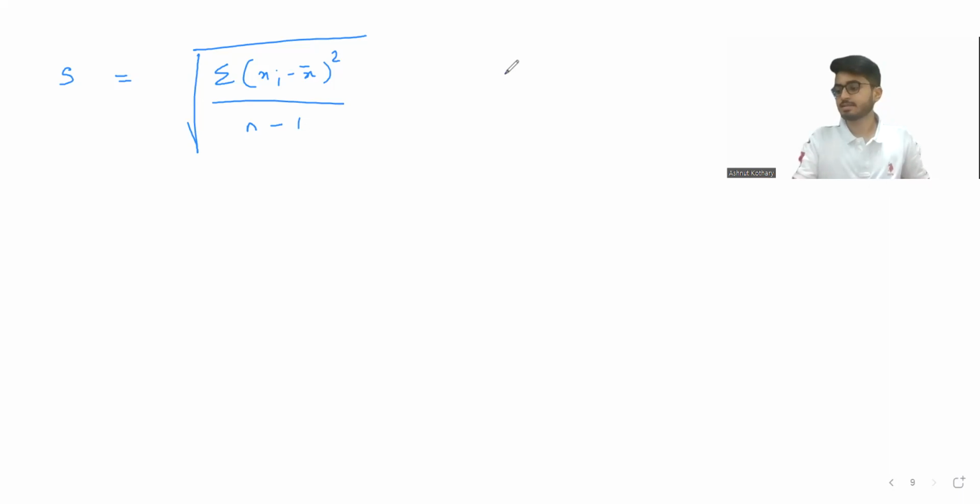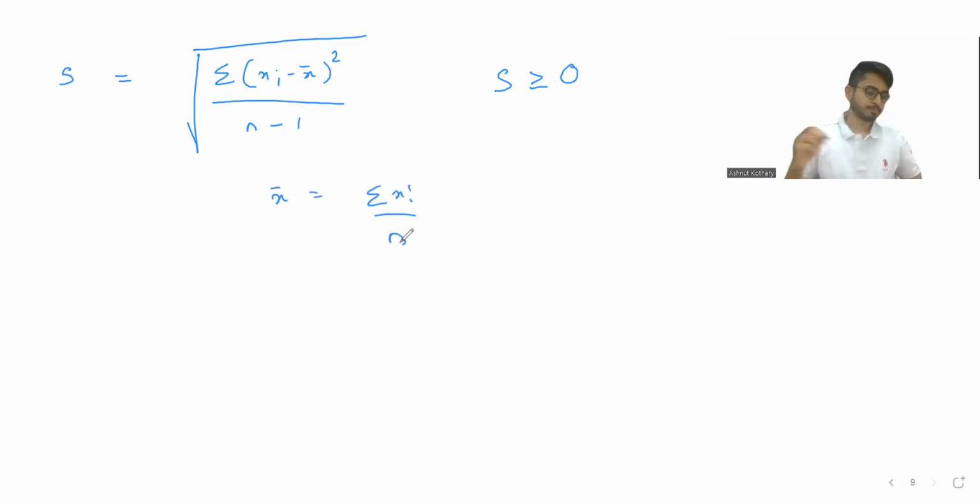Note that S is always greater than or equal to 0. Do take this down: the standard deviation is always non-negative. It can never be negative. In case of getting it to be negative, it means you have made some error. And here X bar is nothing but my mean. In case we have a frequency distribution table, then my formula will be summation Fi.